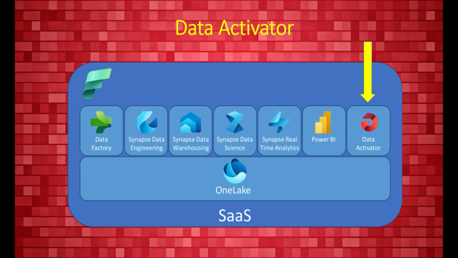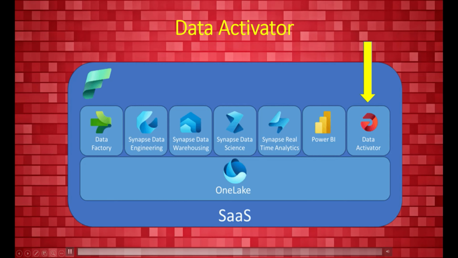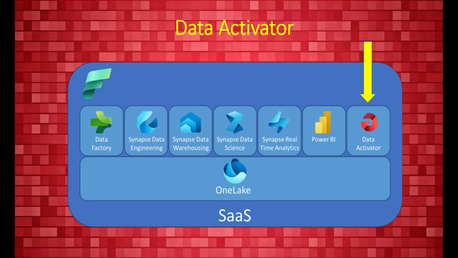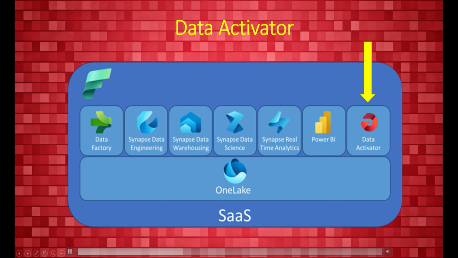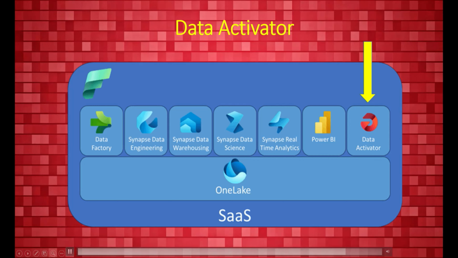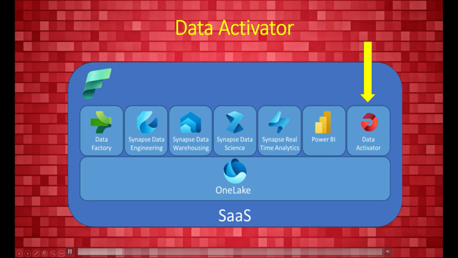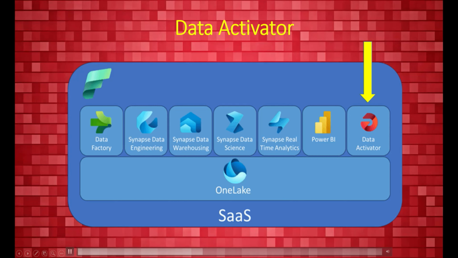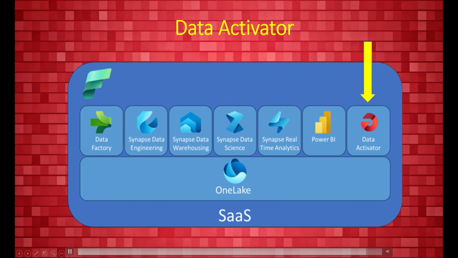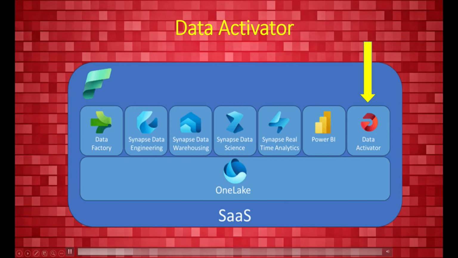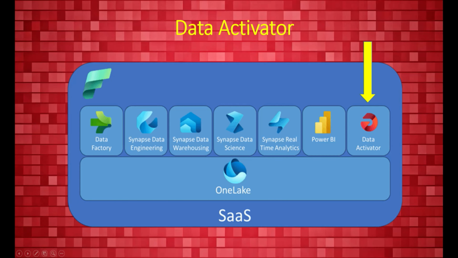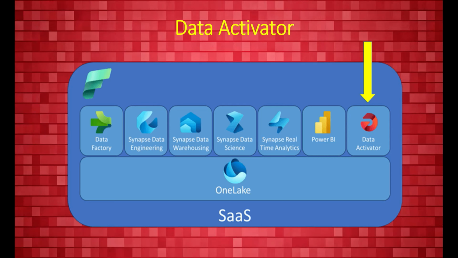So the Data Activator, right? We've already seen the Microsoft Fabric architecture or landscape in the previous videos, and as you can see, it's a completely SaaS solution, and all the data is stored in OneLake, and there are different services that interact with the data stored in OneLake. We are specifically talking about Data Activator as part of Microsoft Fabric. So let's see what exactly Data Activator in Microsoft Fabric does.